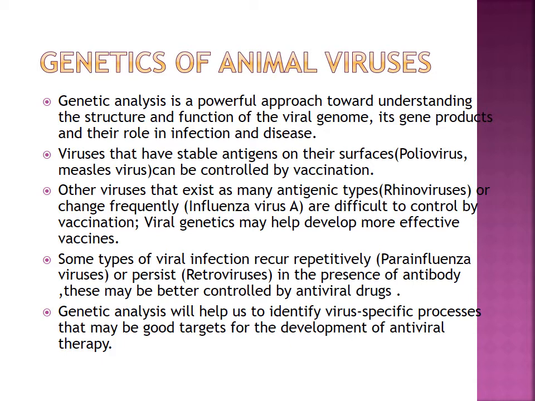Viral genetics may actually help us to develop more effective vaccines. Some types of viral infections recur repeatedly, such as parainfluenza virus, or can persist for a long period of time, as in the case of retroviruses, even in the presence of antibodies. These may be better controlled by antiviral drugs. Genetic analysis will help us to identify the virus-specific processes that may be good targets for the development of antivirals.